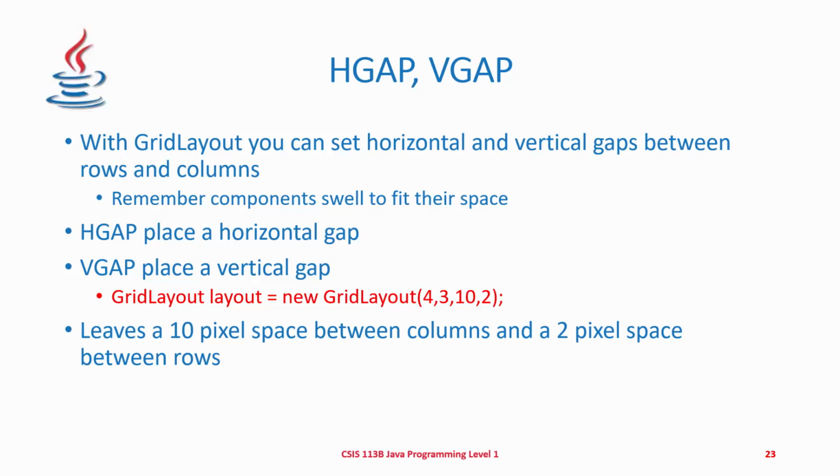The way that we do that is we just add 2 more integer values. So if you look at the red bulleted text, you can see we're creating a new grid layout of 4 rows and 3 columns with 10 pixels spacing between the columns and 2 pixels of spacing between the rows. So the third parameter you see there is the HGAP. The last parameter is the VGAP.